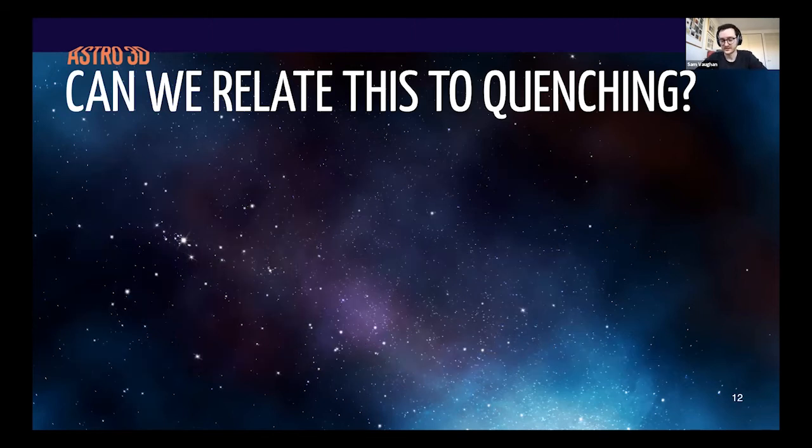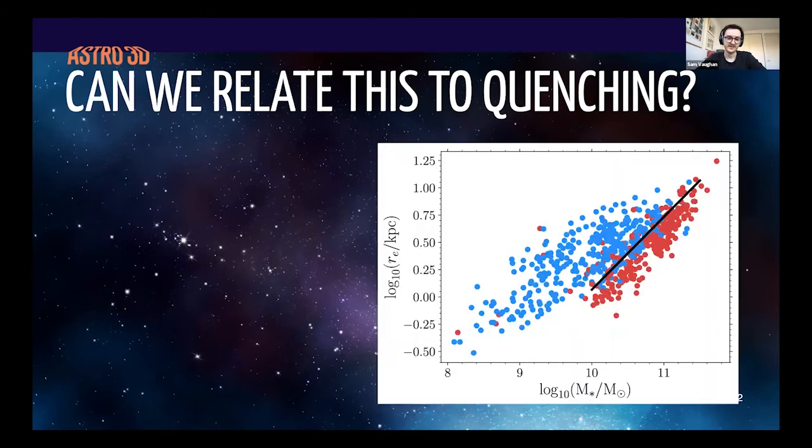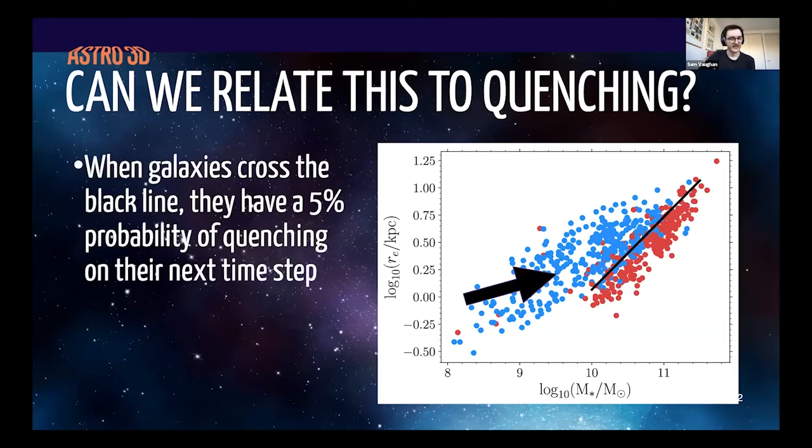So the last thing to take into account is quenching. This is the mass size plane of my actual observed SAMI galaxies, only looking at the centrals here, not satellites. My simulated galaxies are going to move in some kind of direction in this mass size plane as they grow. And in the model, I've put in that when a galaxy crosses this black line, they have a 5% probability of quenching on their next time step.